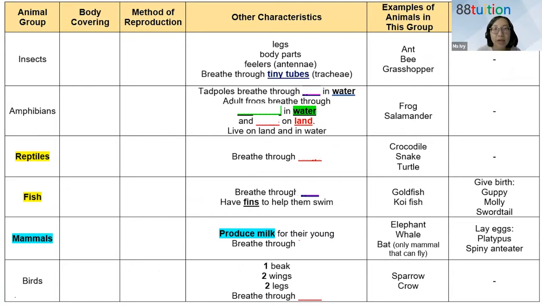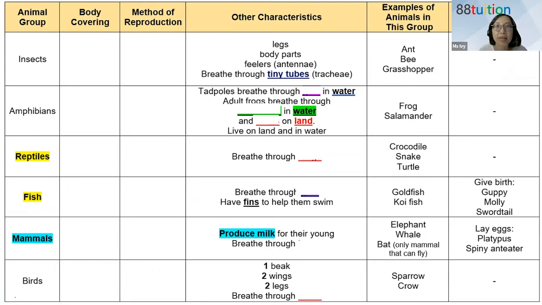All right, let's start by testing each other. Now, to make it faster, I will need you all to unmute yourself. I'll be calling students, so we all take turns. Perhaps we start from Bella. Bella, what is the body covering of insects, or the outer covering of insects?